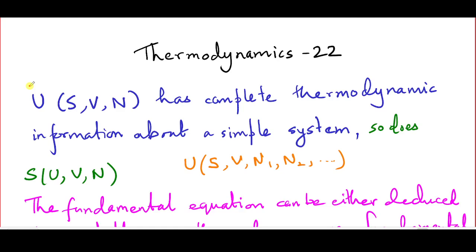Now, if the system were not a simple one, but for example one with several components with amounts N1, N2, etc., then U expressed as a function of entropy, volume, N1, N2, N3, etc., would also have complete thermodynamic information. Now this equation, U expressed as a function of S, V, N or N1, N2, etc., or S expressed as U, V, N1, N2, etc., is called the fundamental equation for the thermodynamic system.